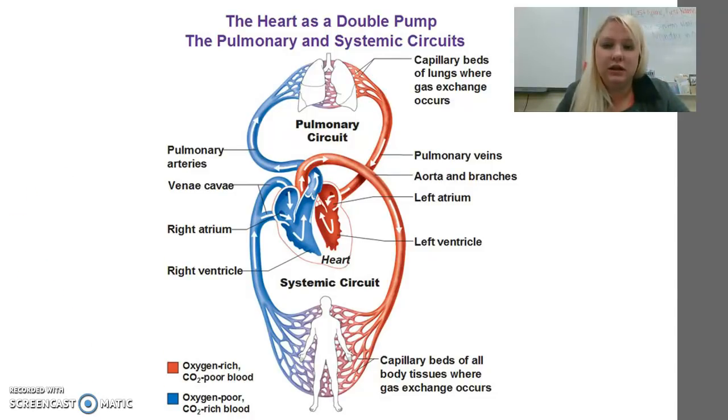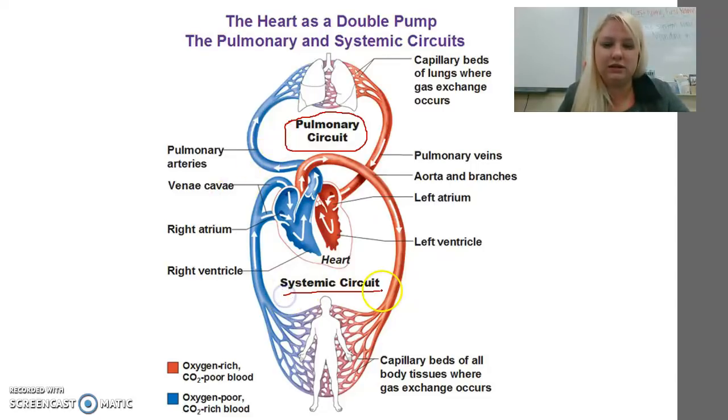So first, let's talk about this pulmonary circuit right here. This basically just means heart to the lungs, back to the heart. That's where blood is traveling. So as you can see, we're going to have deoxygenated blood, which means blood that doesn't have any oxygen attached to it, going to the lungs, getting oxygen, and then coming back to the left side of the heart. That's the pulmonary circuit. Heart, lungs, heart.